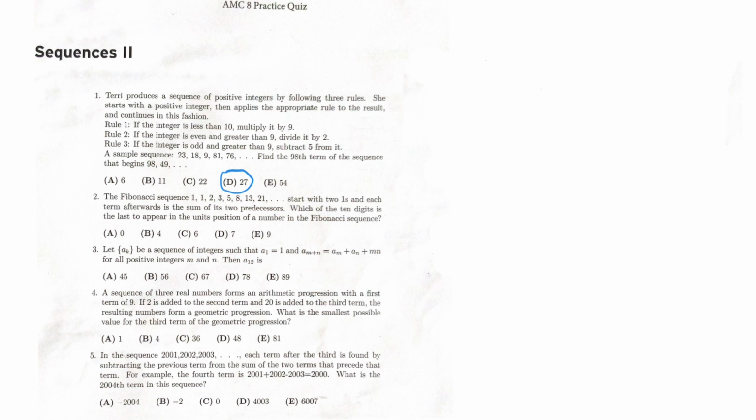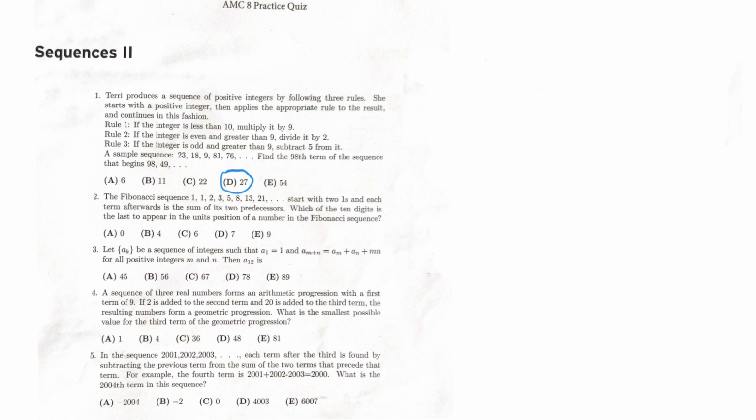Number 2, this is the 2000 AMC 10 problem 6. The Fibonacci sequence 1, 1, 2, 3, 5, 8, 13, 21 starts with 2 ones, and each term afterwards is the sum of its 2 predecessors. Which of the 10 digits is last to appear in the units position of a number in the Fibonacci sequence?